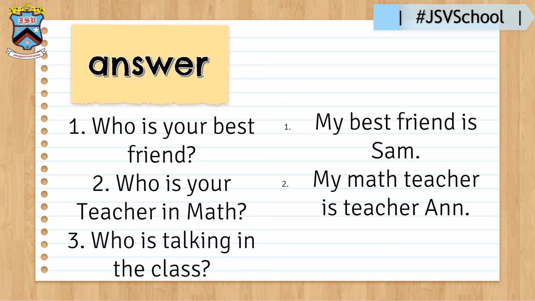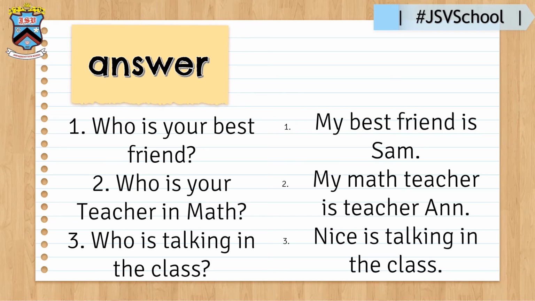And now let's go to question number 3, the last question for the question word who. Who is talking in the class? The answer here can be a person or people. People meaning many, not only one person, but can be 2, 3, or 4, okay? And the answer can be, Nice is talking in the class. Nice is a person, right? Because we have used the question word who, which asks about a person. Very good.